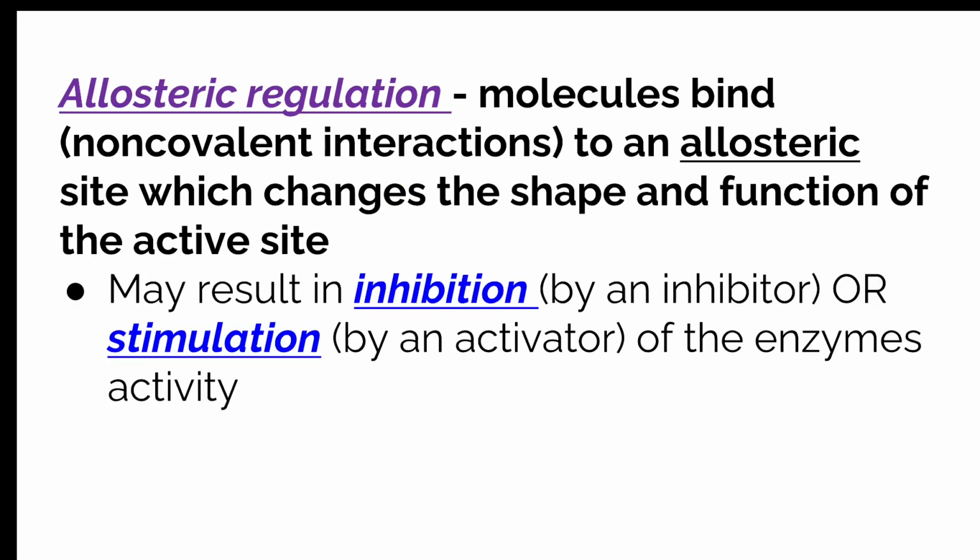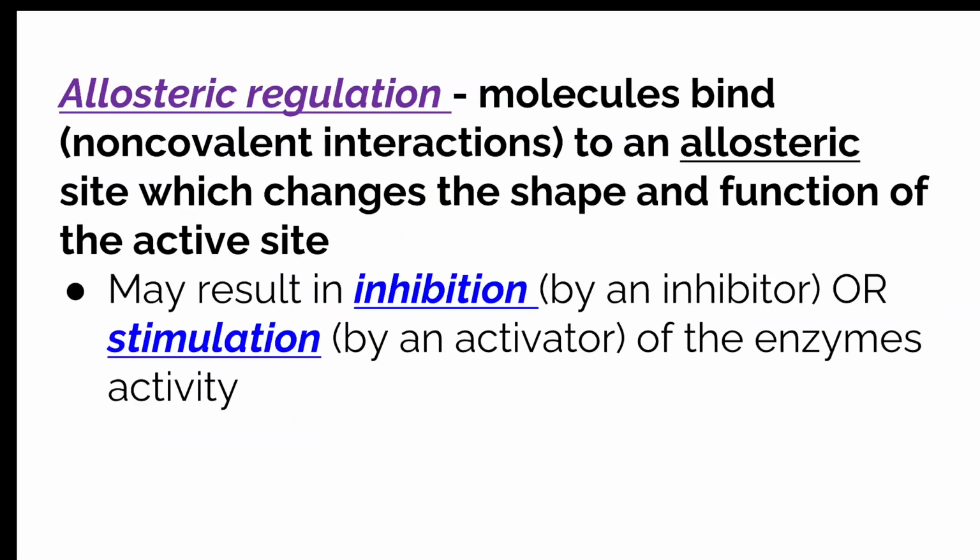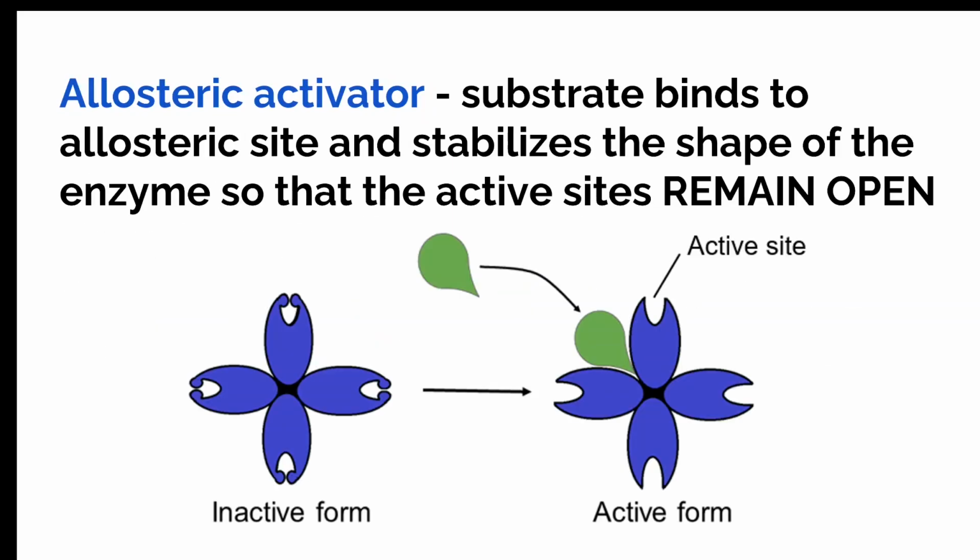Now, we can use that allosteric site to regulate. We can use the non-competitive inhibition that we just talked about as a form of regulation. This is when molecules bind to an allosteric site, which changes the shape and function of the active site. Now, this may result in inhibition, but also, in rare instances, we can use it as a form of stimulation by an activator of the enzyme. This is really interesting, and I think it's going to make more sense when I show you the diagrams. But suppose we want to activate an enzyme.